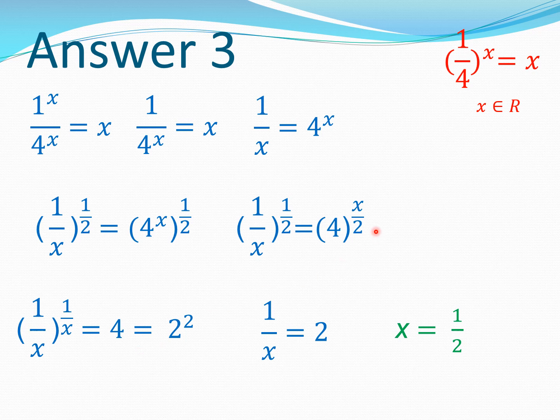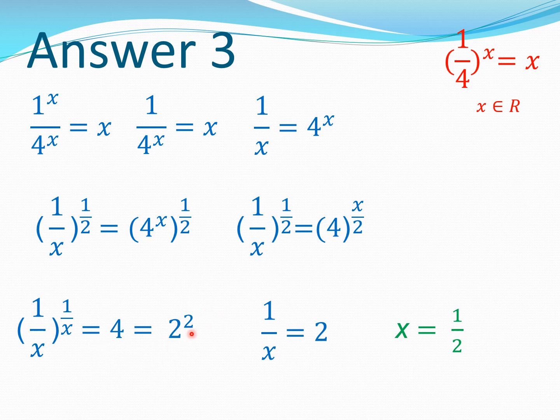So here what I have done is I have taken the 2 by x root of both sides. So I have brought the 2 by x into this side. There is a cancellation of the 2 and 2 and I'm left with the 1 by x term. So I get (1/x)^(1/x) equal to 4, and then I can immediately write 4 as 2 square.